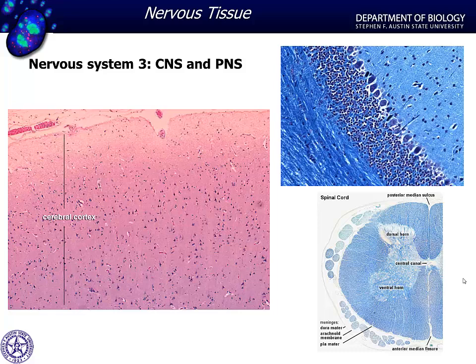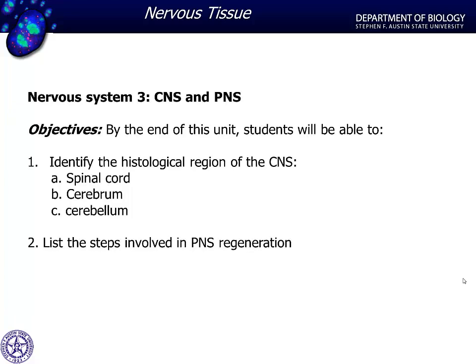Within this podcast, we are going to look at the larger units, principally of the central nervous system. We are going to look at the histologically distinct zones between the cerebrum, the cerebral cortex, as well as the spinal cord. And then lastly in this unit, we're going to look at the regeneration of nerves in the peripheral nervous system, as this does not occur to any large degree in the central nervous system.